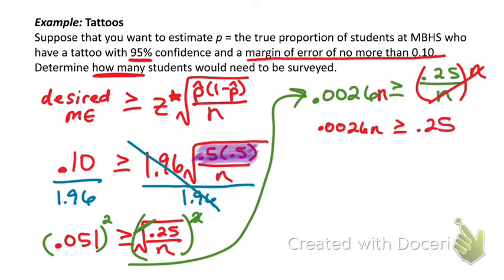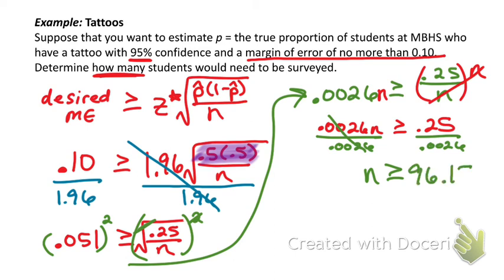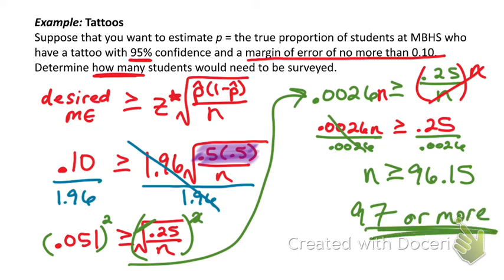Last step. Divide both sides by 0.0026. n, my sample size, has to be greater than or equal to whatever that is. 96.15. Okay, so time out. How many students do I have to talk to? 97 or more. Because the sample size has to be greater than or equal to 96.15. So I got to go up every time on this. Cool? Cool.